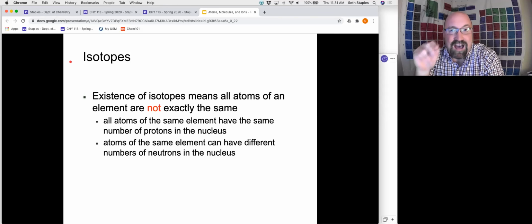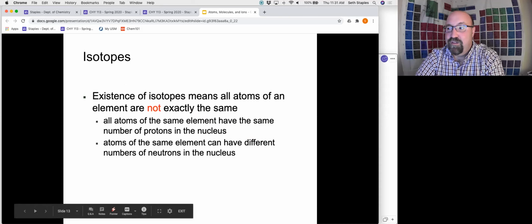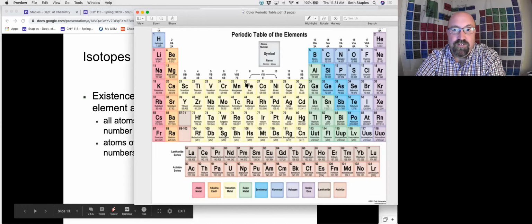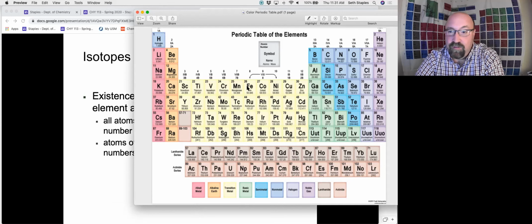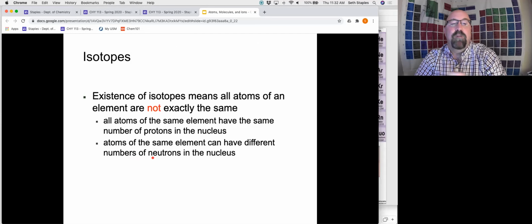All isotopes of iron are going to have 26 protons in the nucleus. That's what makes it iron, and so forth. Every single isotope of gold is going to have 79 protons in the nucleus. All different isotopes of uranium will have 92 protons in the nucleus, and so forth. Even though there are, in fact, several different isotopes of uranium that exist, they will all have 92 protons in the nucleus. Where they are going to differ is the number of neutrons in the nucleus. They will all have different mass numbers, which means they will all have a differing number of neutrons.